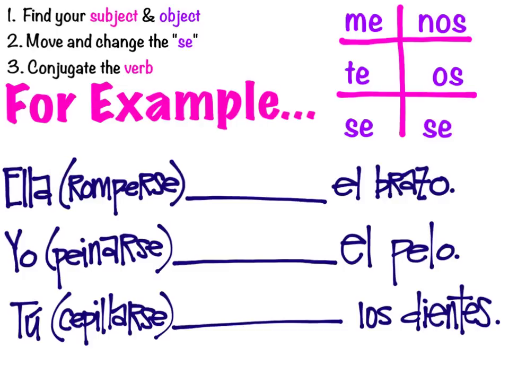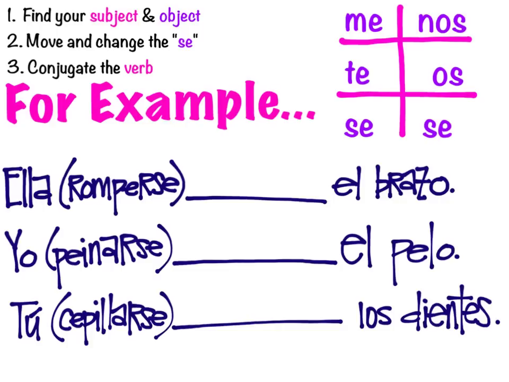Again, if there are 2 verbs in a sentence, and the first verb is conjugated, and your reflexive verb is not conjugated, you will simply leave your reflexive pronoun attached to the infinitive, but you can still change it to agree with your object. And that's something that we're going to get into a little bit later.